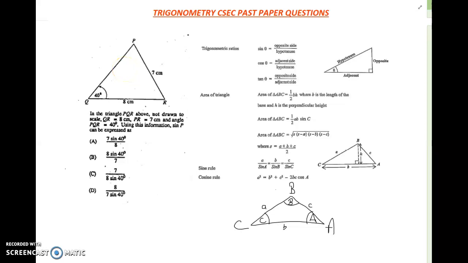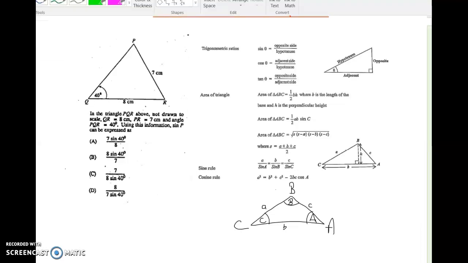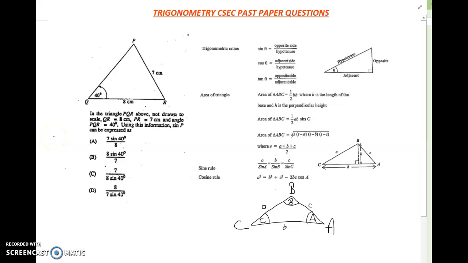Hi everyone, we're looking at our trigonometry CSEC past paper questions. This will be our fifth video, and in this particular question we are looking at the sine rule. All the time before, we were looking at these ratios here, using sine, cos, tan, and those ratios.